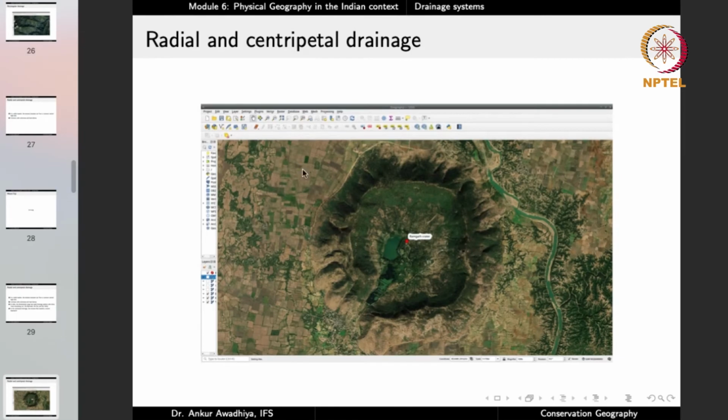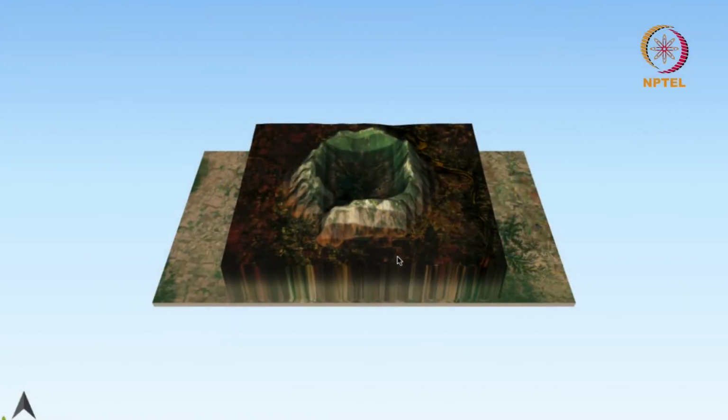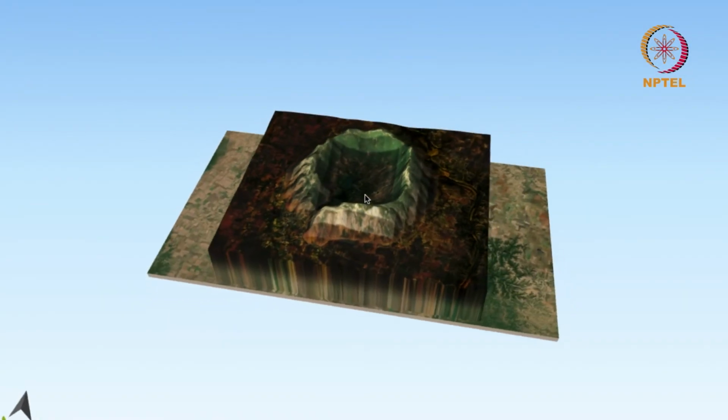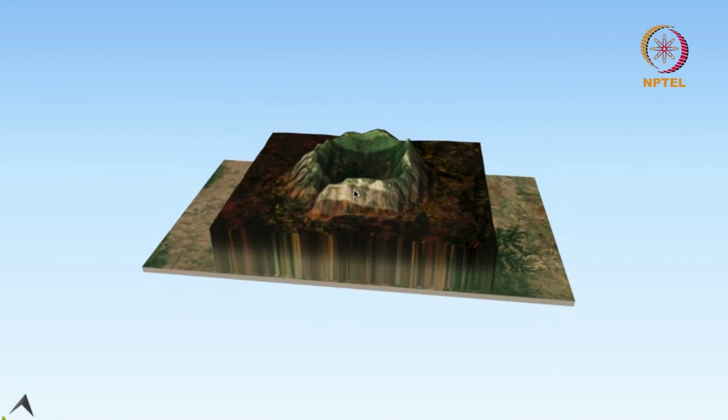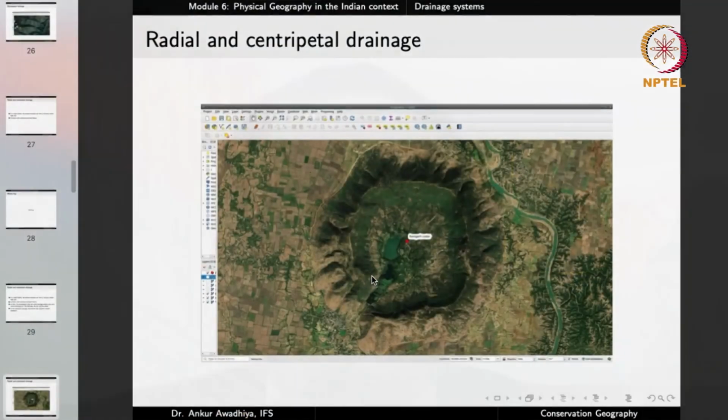In this case, you have this crater called the Ramgarh crater, and if you look at the 3D map of this area, this is what it looks like. So this is the Ramgarh crater. In the center we have a depression, and around it we have these ridges which form a circular pattern. Now you'll remember that we had a circular pattern even in the case of the Chukchi crater, which is there in South America.